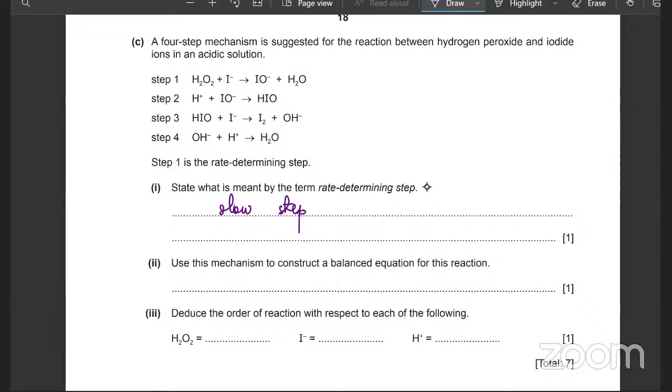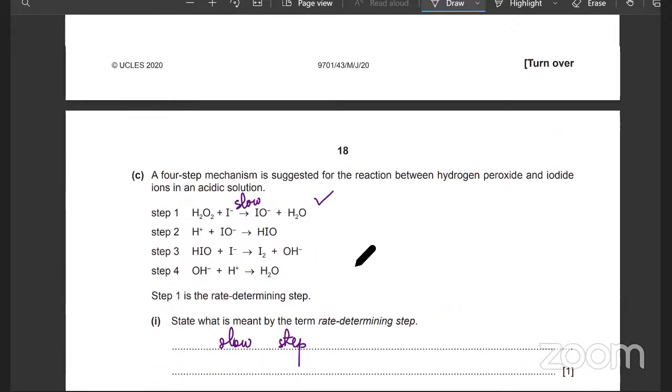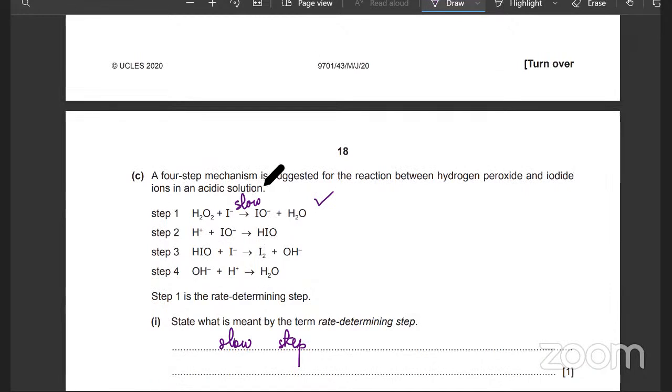So he's saying step 1 is the slowest. Remember, the rate of the reaction depends on whatever is involved in the slow step. So that means rate depends on these two reactants. Rate depends on H2O2 concentration and I- concentration. And both of them would be order 1. So because the first step is the slow step, rate is going to depend on your slow step. And your slow step would involve H2O2 as well as I-. Is that clear?